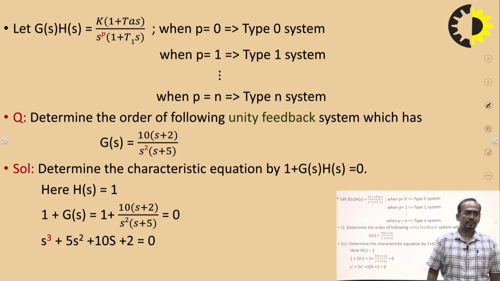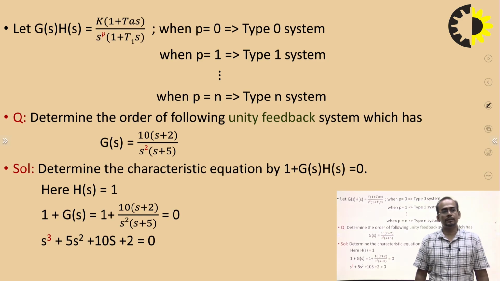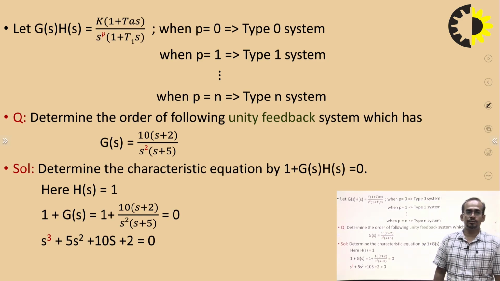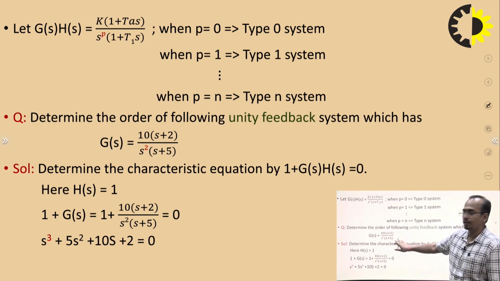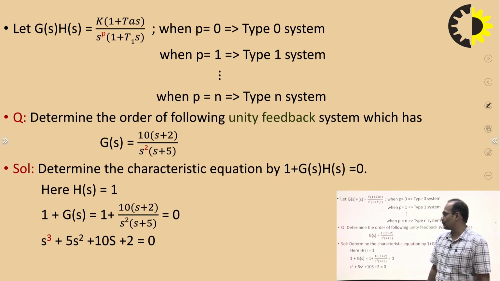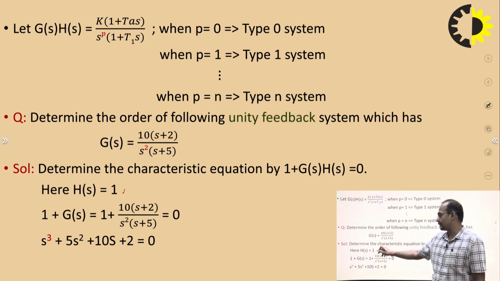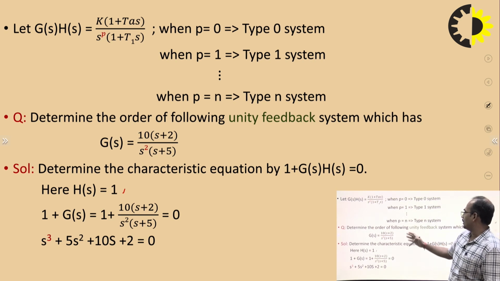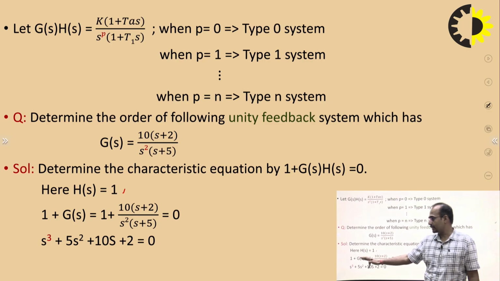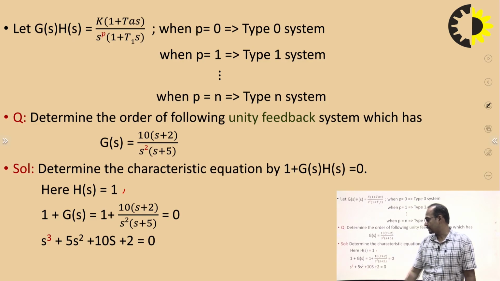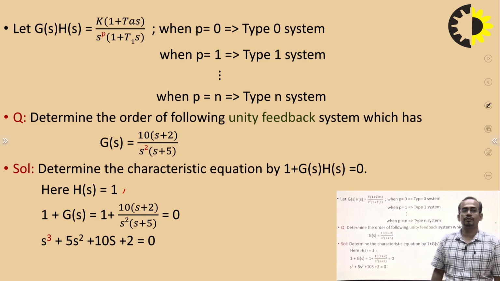Now let us take an example. You have to find the order of the following unity feedback system. Here G(s) is equal to 10(s + 2) upon s square (s + 5), and H(s) is equal to 1. For finding the order of the system, you will write the characteristic equation 1 plus G(s)H(s). What will be the value of 1 plus G(s)H(s)? You will get s cube plus 5s square plus 10s plus 2.